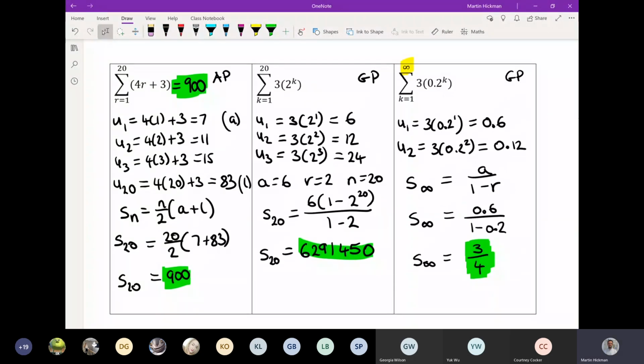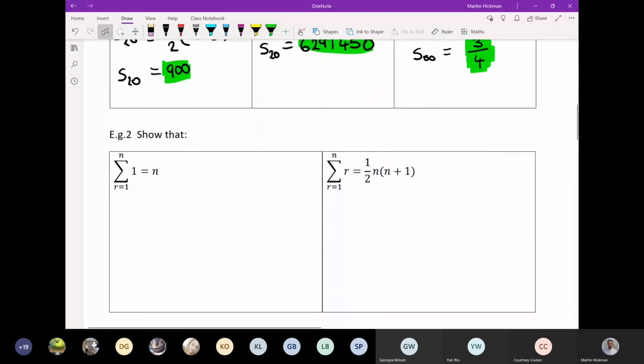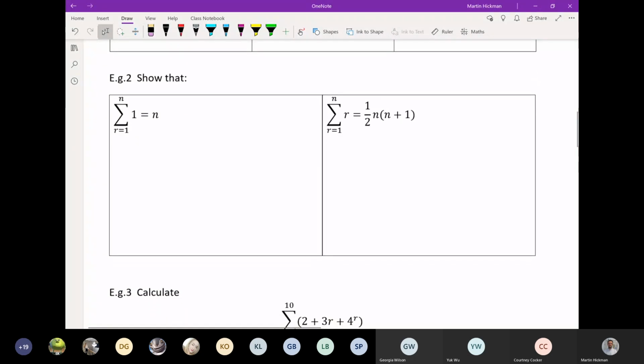So if you've got any questions about those, let me know. I will talk about calculators a little bit later in terms of how we can check with the calculator. The next thing we're going to look at is some proof, and then we're going to look at what happens if we've got to separate some sequences. So we've got a couple of proofs here.